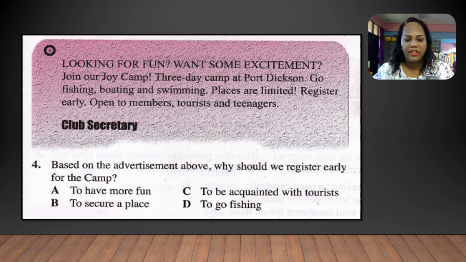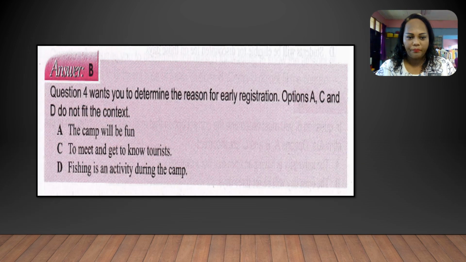Okay, now question 4 is again an advertisement, but this is slightly different because it requires you to read. Okay, they're asking you to infer from the questions. So you have to read carefully, look at the option, does it have what you need, and then choose the correct answer. So let's see how it is done.